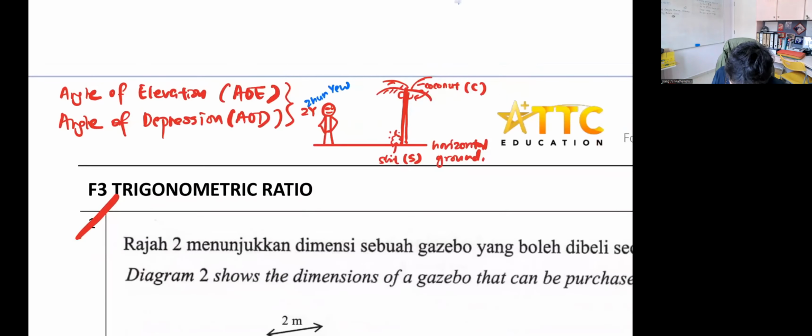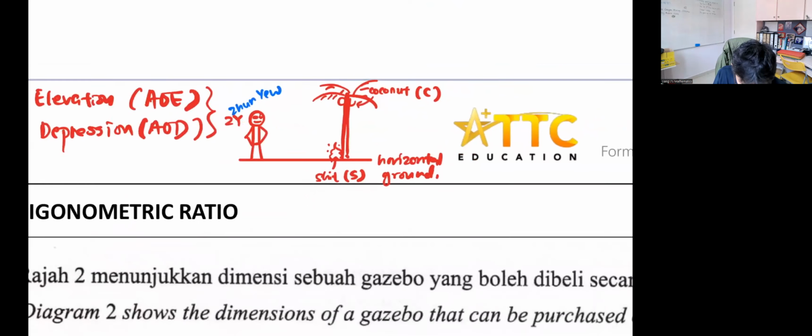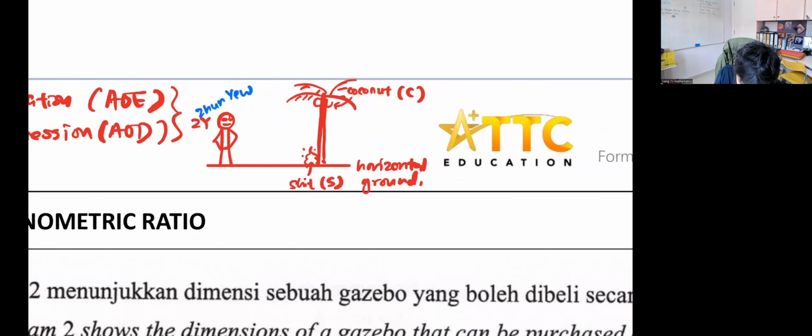Now, the question goes this way. I'm going to put it over here. I will use two different colors to differentiate angle of elevation and depression. If the question says, state the angle of elevation of the coconut from Zone U, you see what I'm going to do?